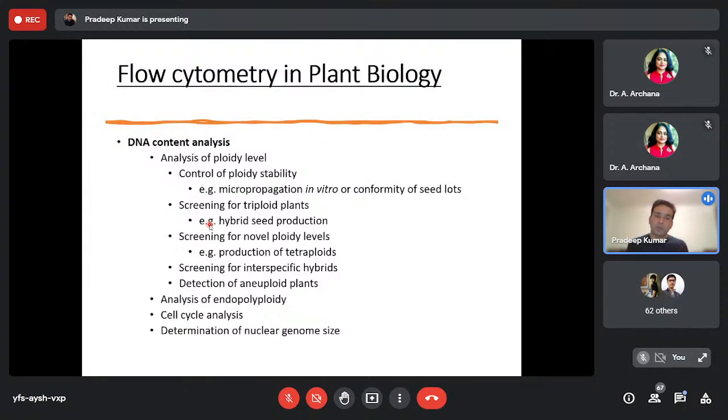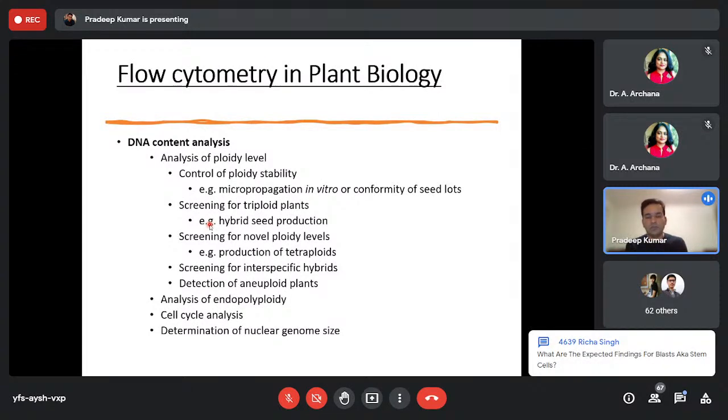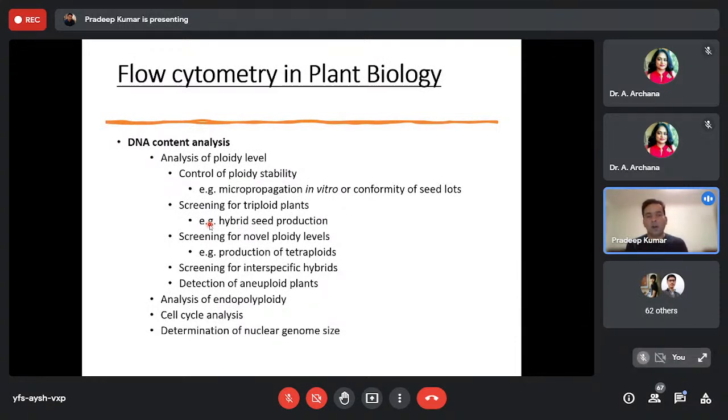Flow cytometry in plant biology is majorly used for DNA content analysis, ploidy level, and cell cycle analysis. You can also determine the nuclear genome size by using different dyes. For example, you can look at the cell cycle from a plant leaf. Basically, you use a lysis buffer, chop the plant leaf into smaller sections, and filter those sections to get cells from it. Then you stain it with a dye and look at how the cell cycle or the nuclear or genome content looks.